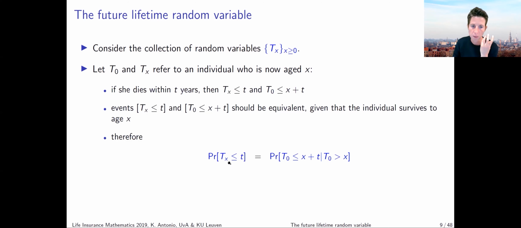So the probability that my x-year-old is going to die within t years from now is the same as saying, well, the probability that my 0-year-old is going to die before reaching x plus t, given that my 0-year-old reached age x, right? Because otherwise I could not be saying anything about the future lifetime of this x-year-old. So this is how you can connect the random variable Tx to the random variable T0 through this conditional expression.